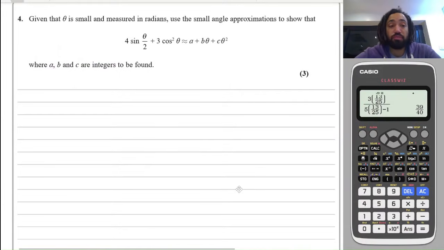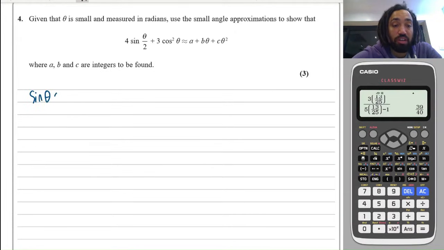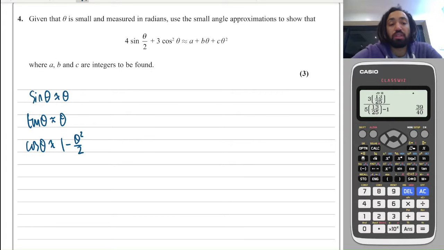Right, question 4, small angle approximation. You need to know your small angle approximation. So for small angles, sine theta is roughly theta, tan theta is roughly theta, and cosine theta is roughly 1 minus theta squared over 2. You must know those.